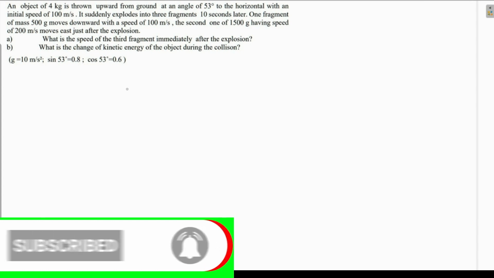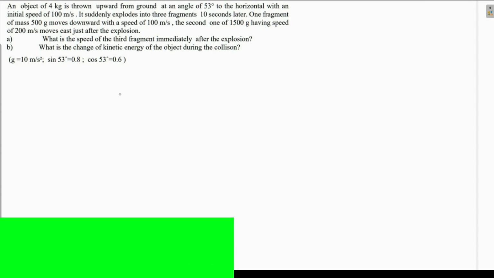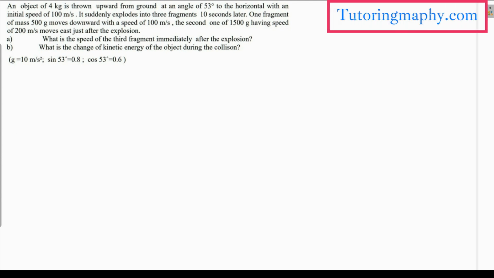One fragment of mass 500 grams moves downwards at the speed of 100 meters per second. The second one, 1500 grams, having a speed of 200 meters per second, moves east just after the explosion. So we have to find the speed of the third fragment immediately after the explosion. What is the change in the kinetic energy of the object during the collision?